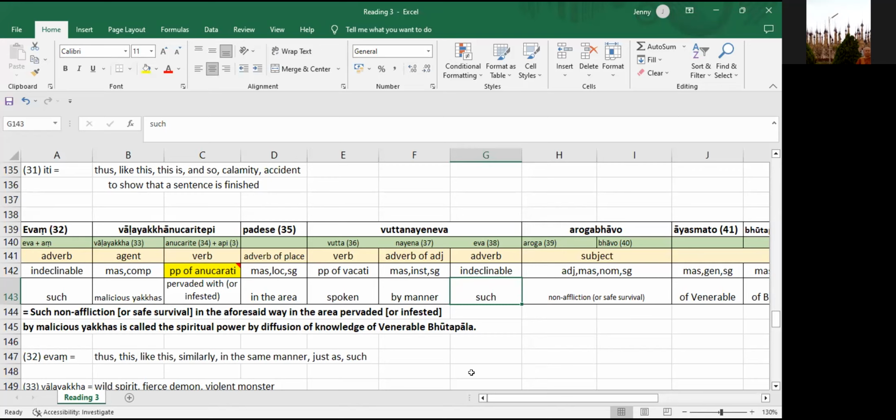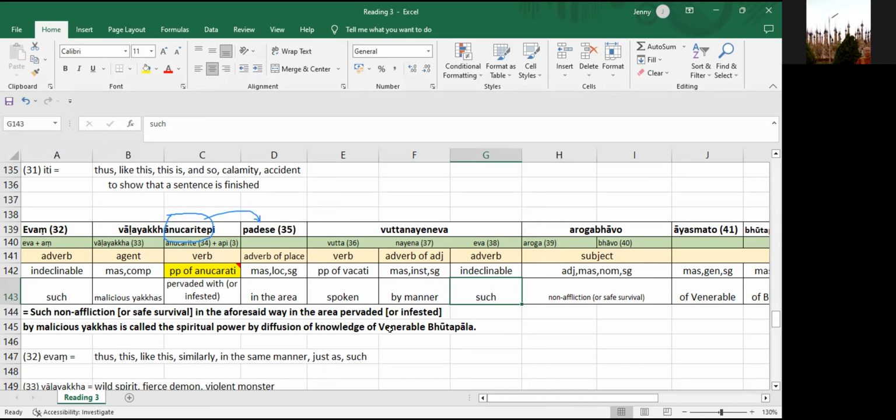All right. And then this anucharita. What do you think is the function of this anucharita? The one here, can you see it? What do you think is the function of this one? It is an adjective, is it? Yeah, an adjective modifying the padesi. So then he said this phrase, "pervaded by".